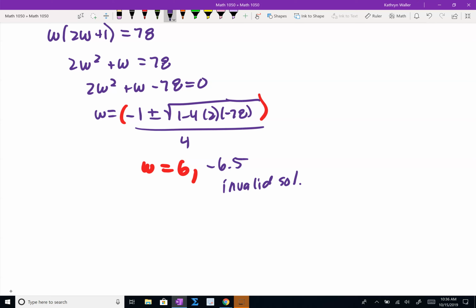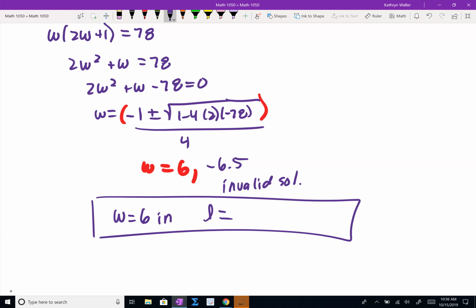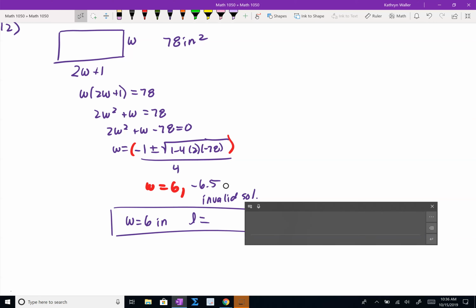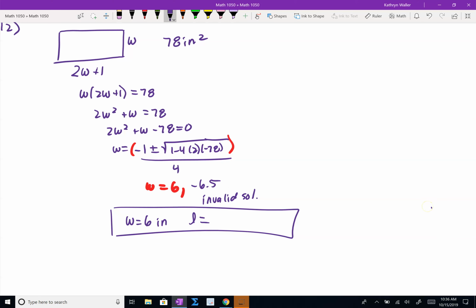And they're asking me for the length and the width. So I'm going to say the width is 6. On this one, I can differentiate which is which. Unlike the notes, they didn't say compare directly the length and the width. So anyway, if the width is 6, then the length is 2 times 6 plus 1. That gives me 13. It's in inches, and we're done.